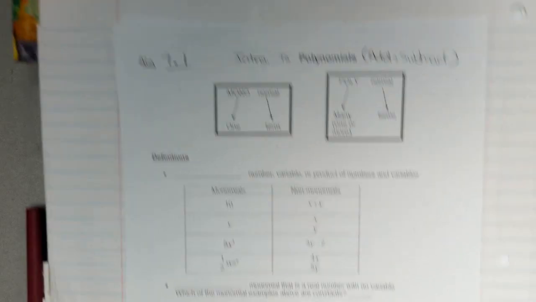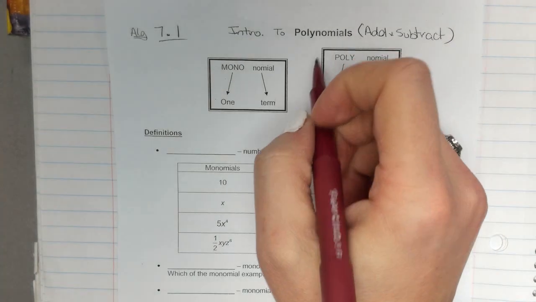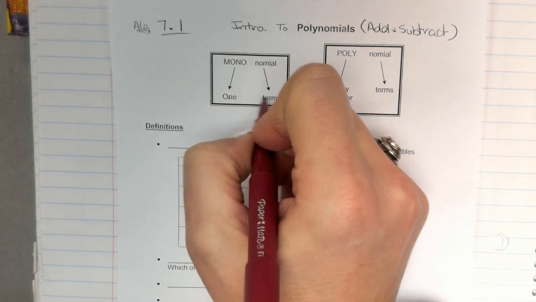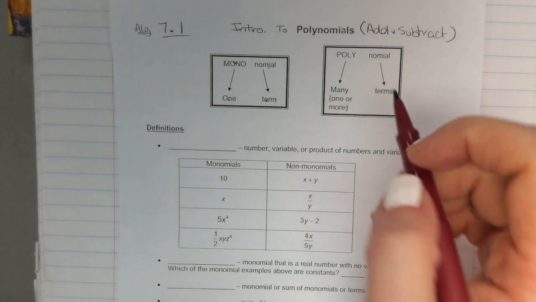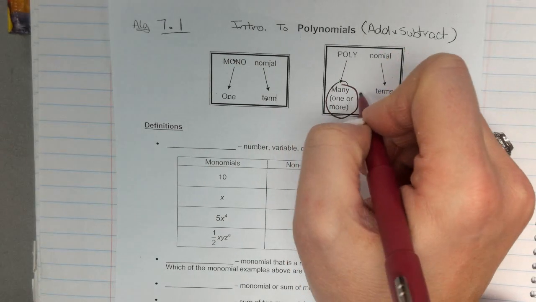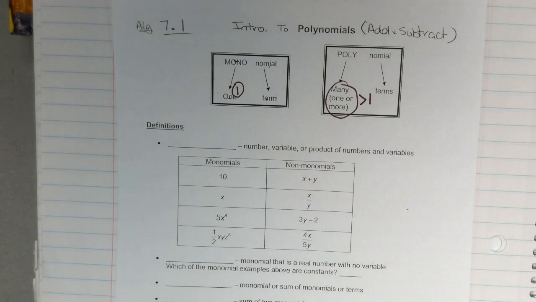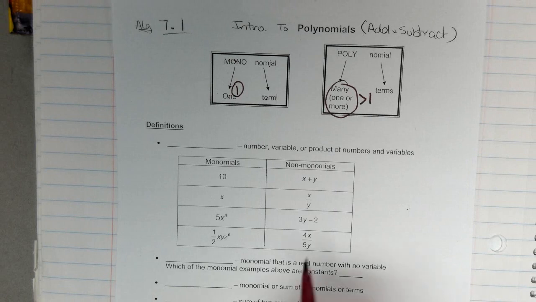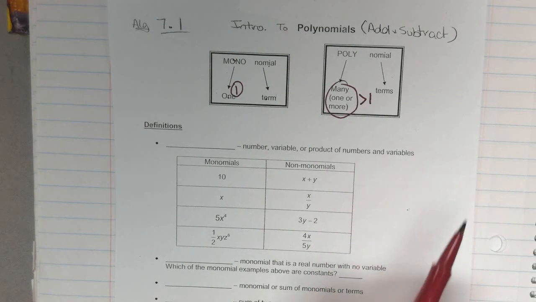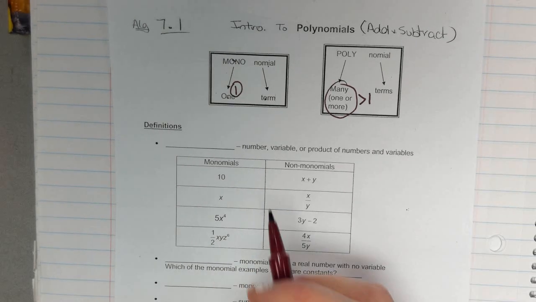A polynomial is, if you know your root words from English, mono means one, nomial means term. So this is just one term, that's a monomial. Poly means many or more. So more than one, so greater than one. This is just one. Okay? So in math, we have monomials, which means just one term, and then everything else is called a polynomial. So let's fill in the blanks here.